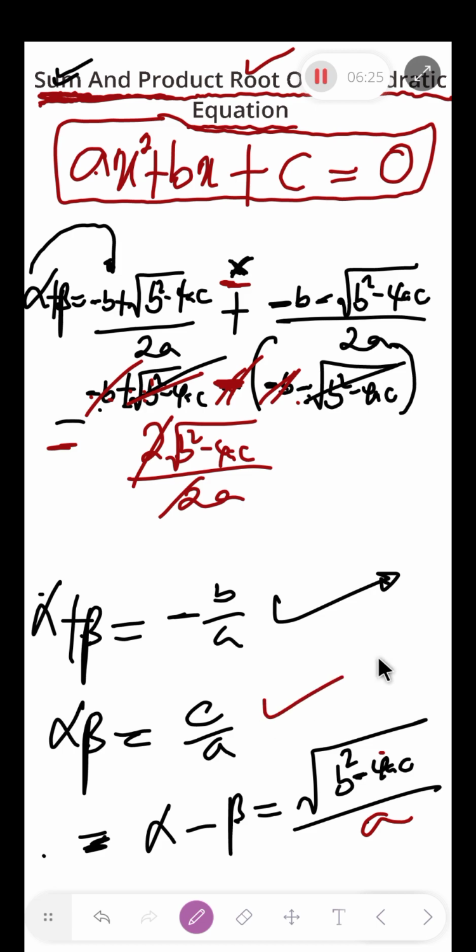So you can try this on your own. If you try their product, you have c over a. If you try the addition, you have minus b over a. If you try the subtraction, you have square root of b squared minus 4ac over a. So take note of these three things. These three things are very, very important: the sum, the product, and the difference. You need them all the time. Now let's consider a new page.